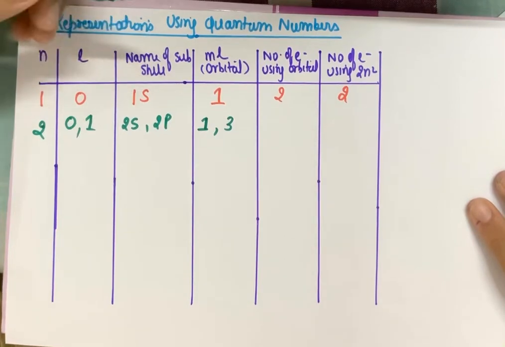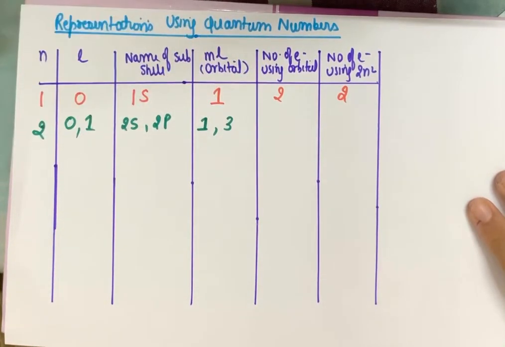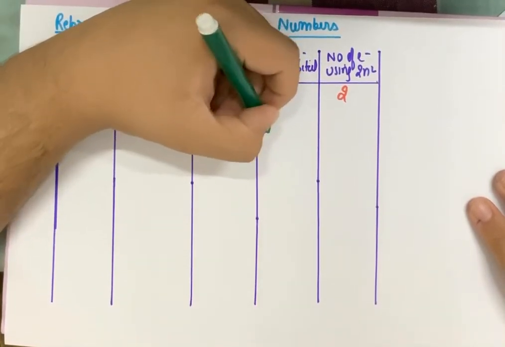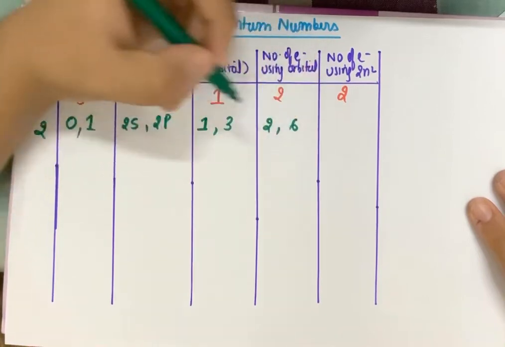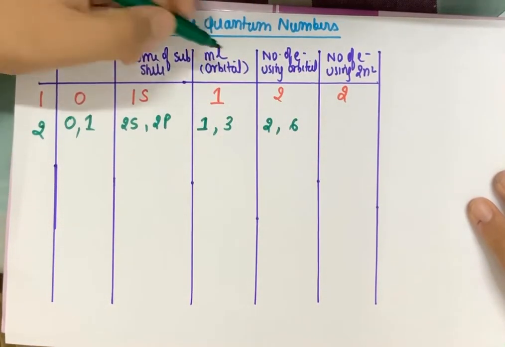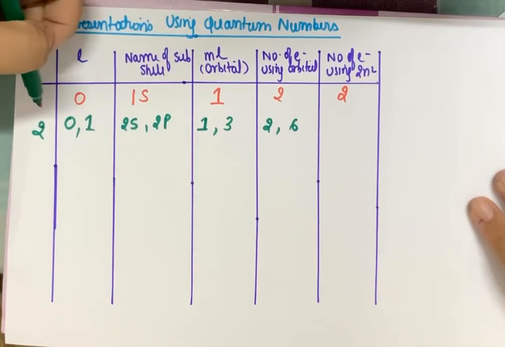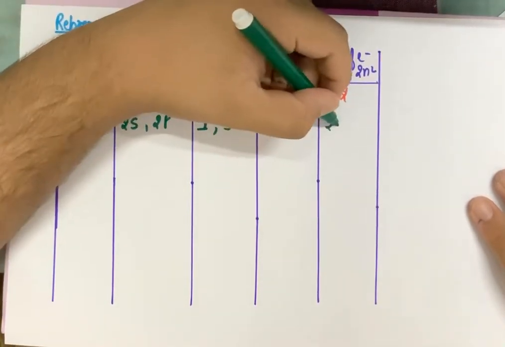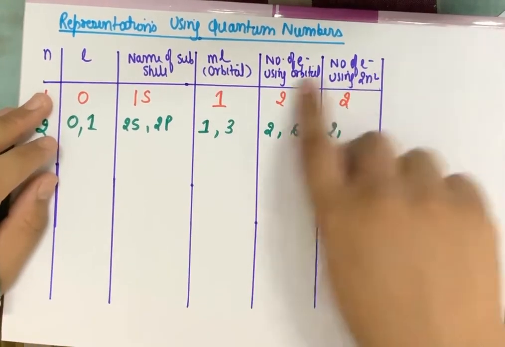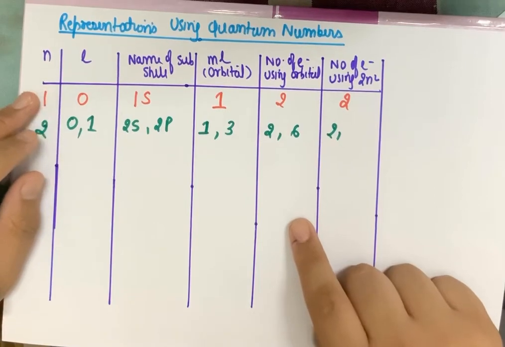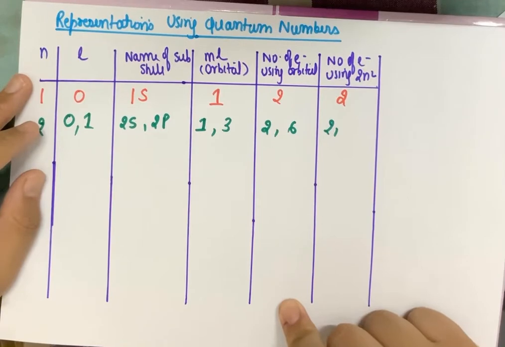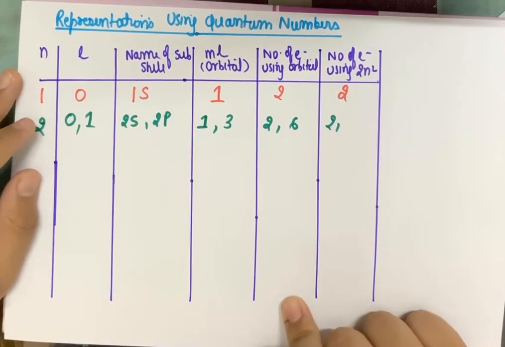Now the number of electrons is 2 into the number of orbitals, because one orbital gets 2 electrons. So in the case of 2s the electrons will be 2, and in the case of 2p the electrons will be 6. And using the 2n square method, 2 into 2 square, the formula gives the total for the shell. These two columns will always come the same. I hope it is clear.